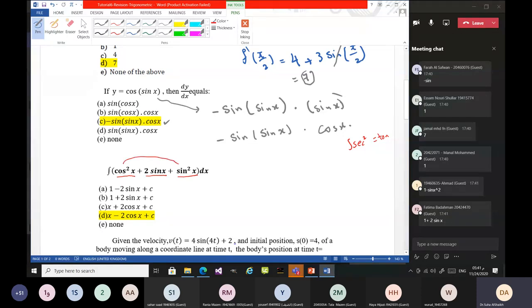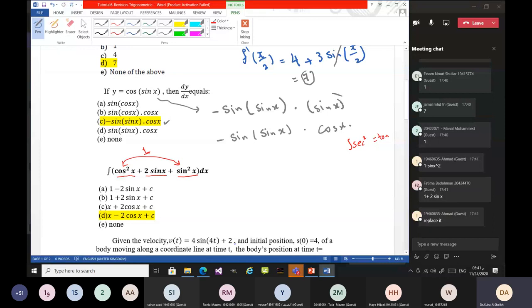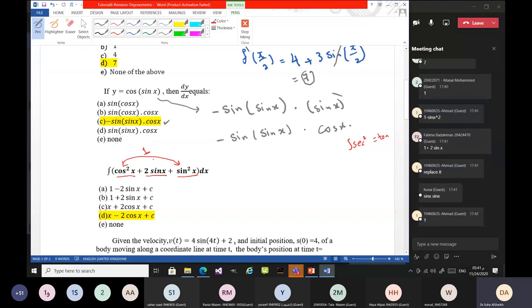I have cosine squared and sine squared. Their sum is equal to what? 1. Their sum is one, right? So actually I'm talking about the integration of 1 plus 2 sine x dx. And now the integration is easy. The integration of 1 is x. The integration of sine is minus cosine x plus the integration constant c, and this is the answer.